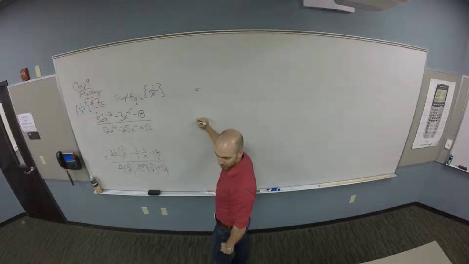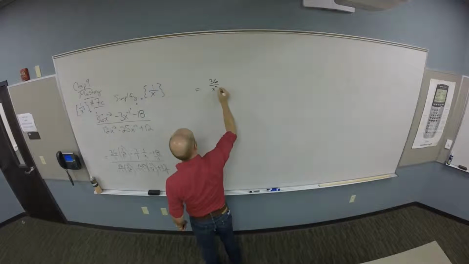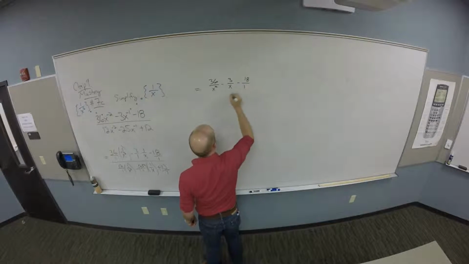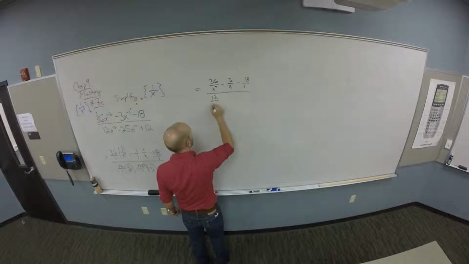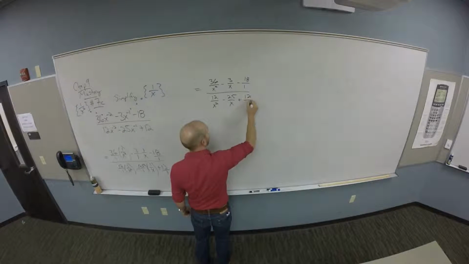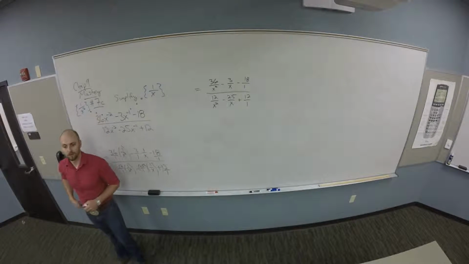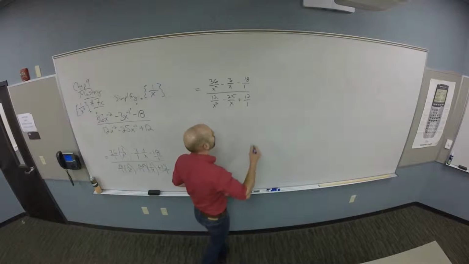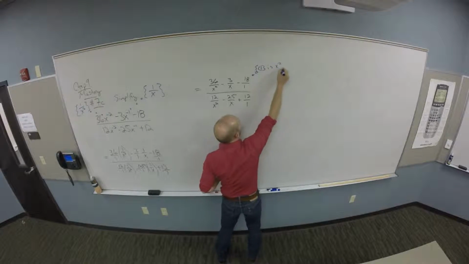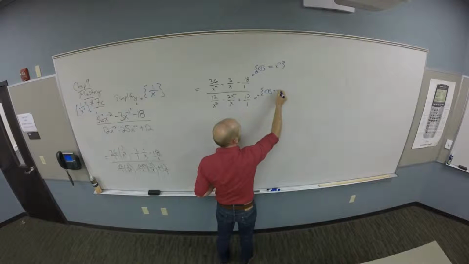Okay, so let me multiply all my fractions together. So what do you got on the first one once you multiply? 36 over x squared minus 3 over x minus 18 over 1, all over 12 over x squared minus 25 over x plus 12 over 1. Okay, now what do you think? Find the common bottom on all of them. So on the top, what's the common bottom? X squared. On the bottom, the common bottom is also x squared.